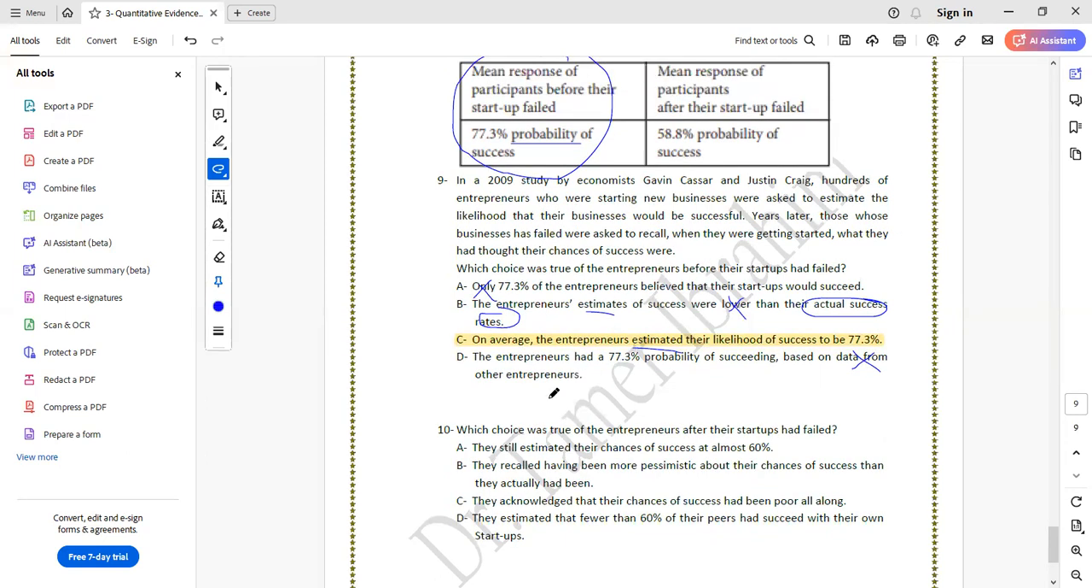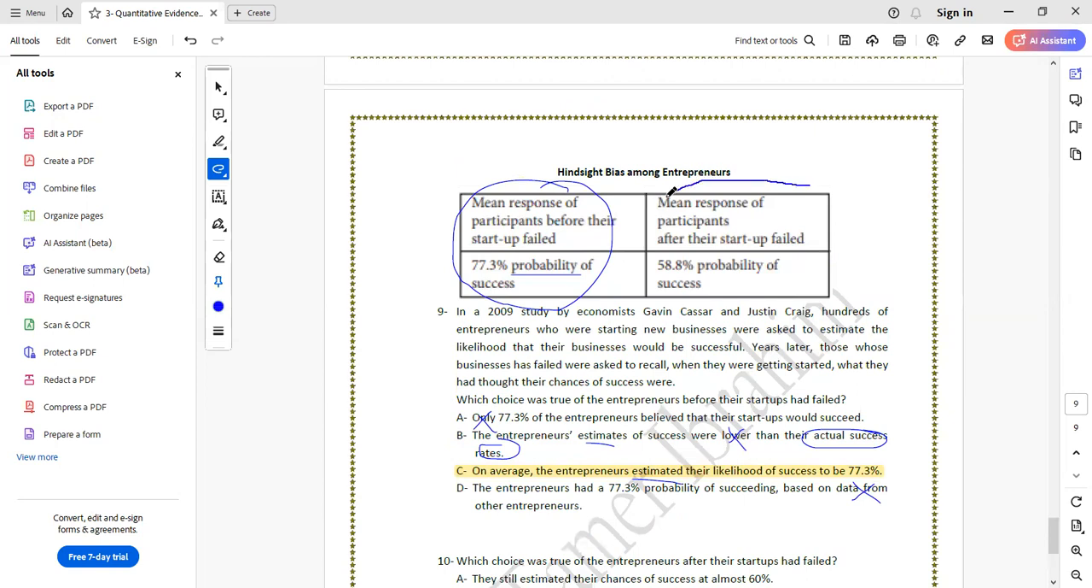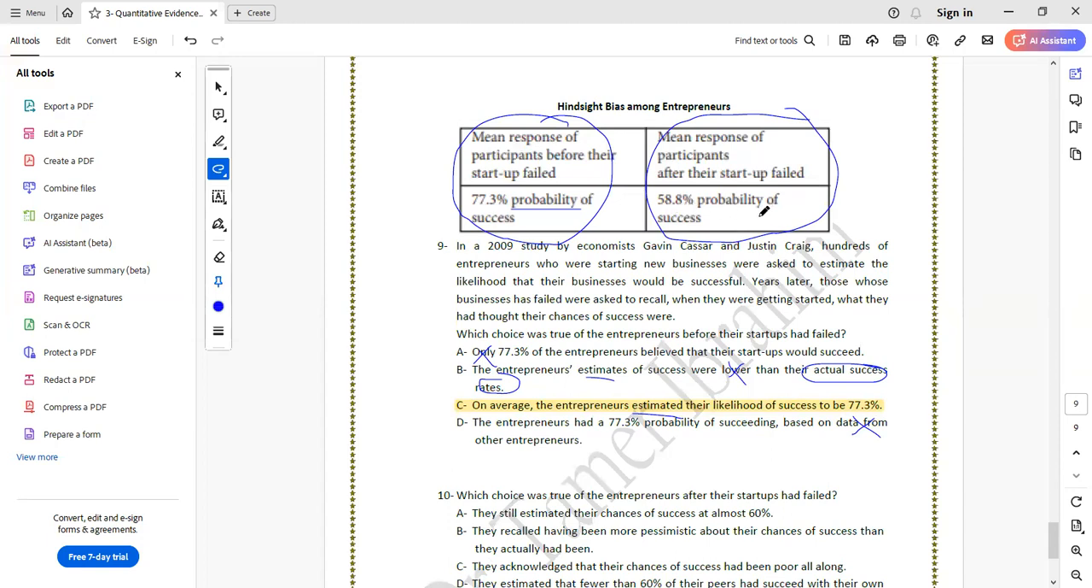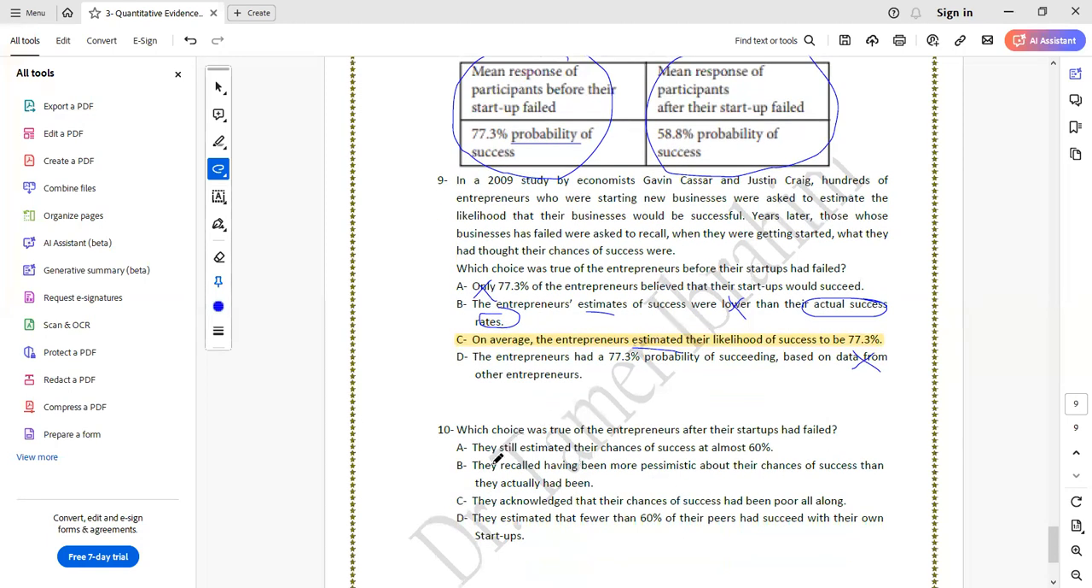Number 10, again for the same thing. Which choice was true of the entrepreneur after their startup had failed? I'm talking about that part. And it was a 58.8% probability of success. They still, take care of the word still, estimated their chance of success at almost 60. How still? Before it was 77.3, after it started to be 58.8. It's no still at all. They recalled having been more pessimistic about their chance of success than they actually had been.